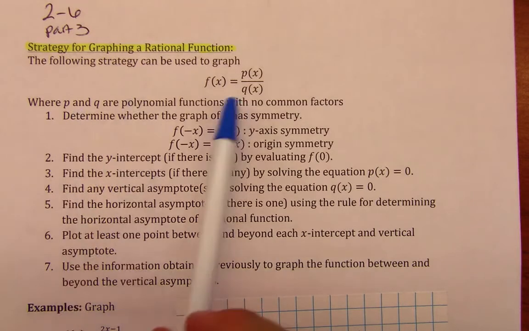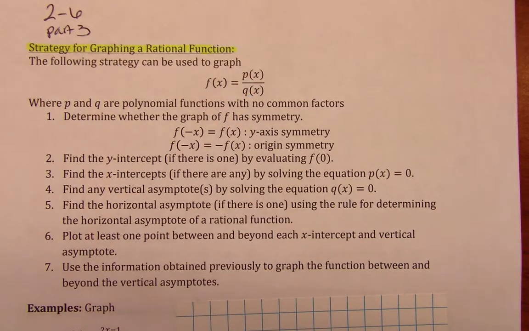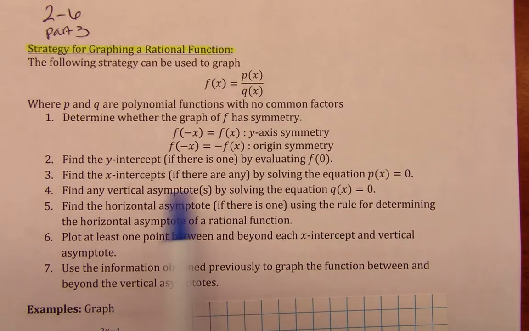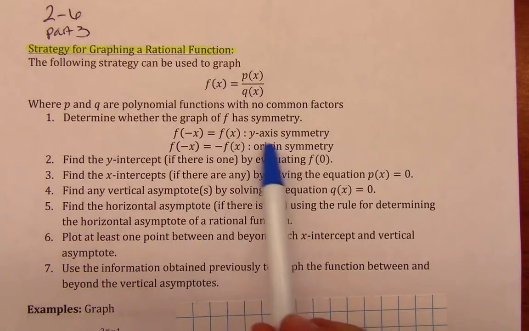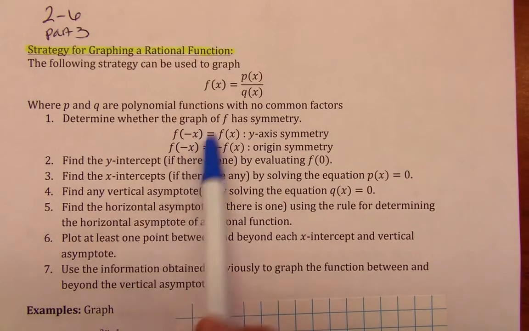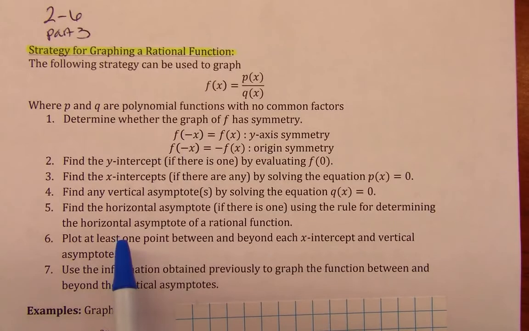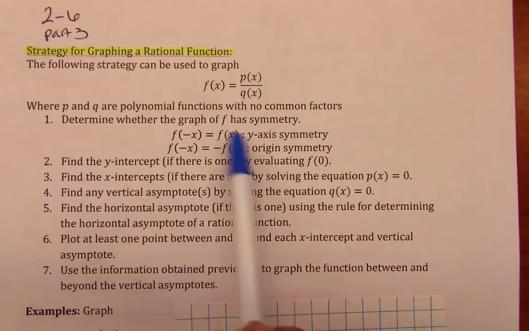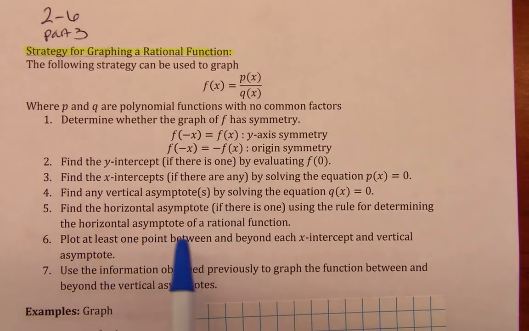And so the first thing that we want to look at when we have some random rational function is, is it even or odd? Does it have y-axis symmetry or origin symmetry? So that's something that we looked at earlier in Chapter 1. You may want to go back and reference Chapter 1 to find these.